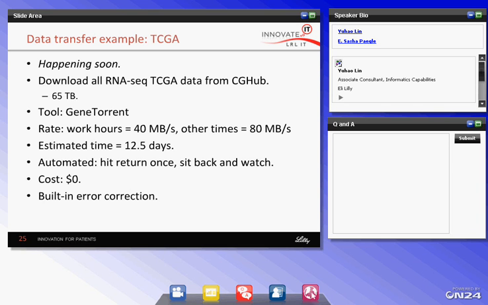Okay. Here is just quickly saying that we're going to download all the RNA-seq data from the Cancer Genome Atlas. It's about 65 terabytes of data. It's going to be downloaded next week. We can do that in about 13 days, and there's no cost to this. So this ability allows us to download public data, which we're using more and more.